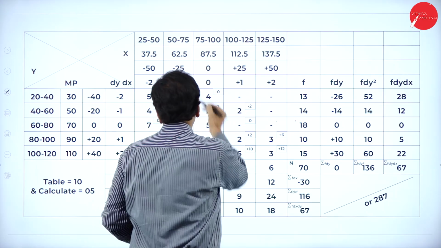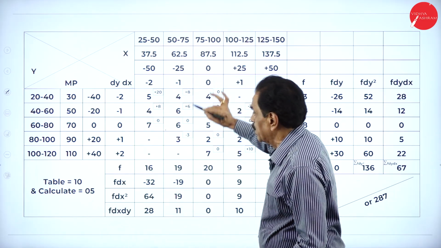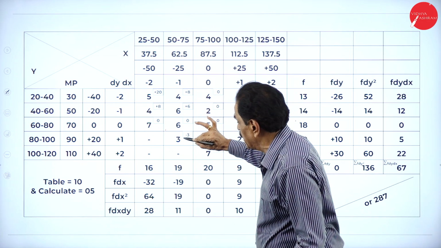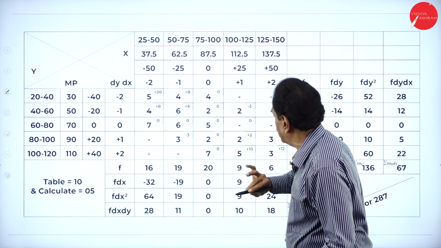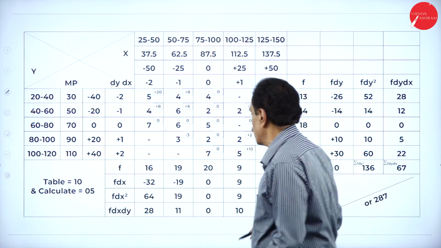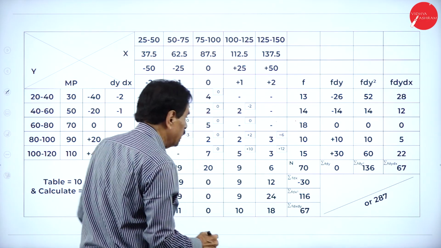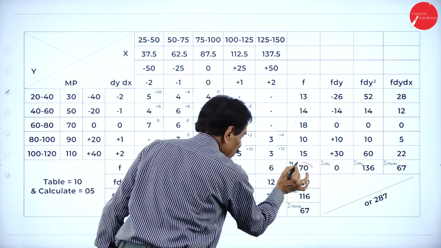So this is row wise, now come back column wise. 5 plus 4, 9 plus 7, 16. 4 plus 6, 10, 16, 19. 4 plus 2, 6, 11, 13, 20. 2 plus 2, 4, 9, 3 plus 3, 6. If we add this, it is equal to 70. So both should be added. So n is equal to 70.